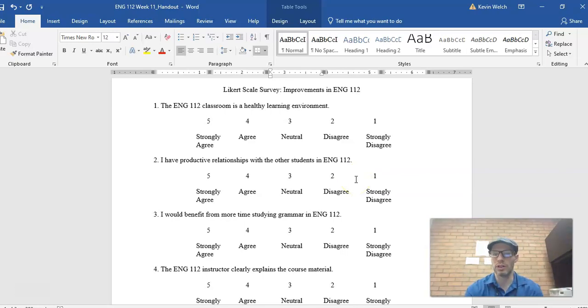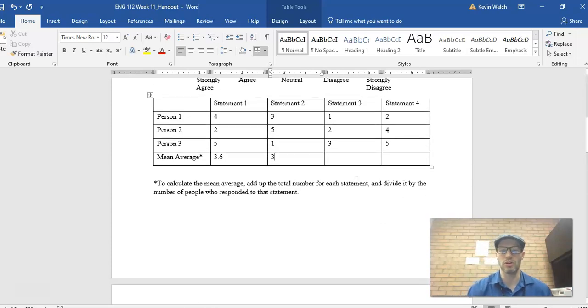Like, how can we change the class to make it so that students feel like they have better relationships with each other, right? And so you do the same thing for each category. 1 plus 2 is 3, plus 3 is 6. 6 divided by 3 is a 2. Whoa, that's a negative rating for whatever that statement is. And then 2 plus 4 is 6, plus 5 is 11. 11 divided by 3, that one serendipitously turned out to be that, so it's a 3.6 for that.